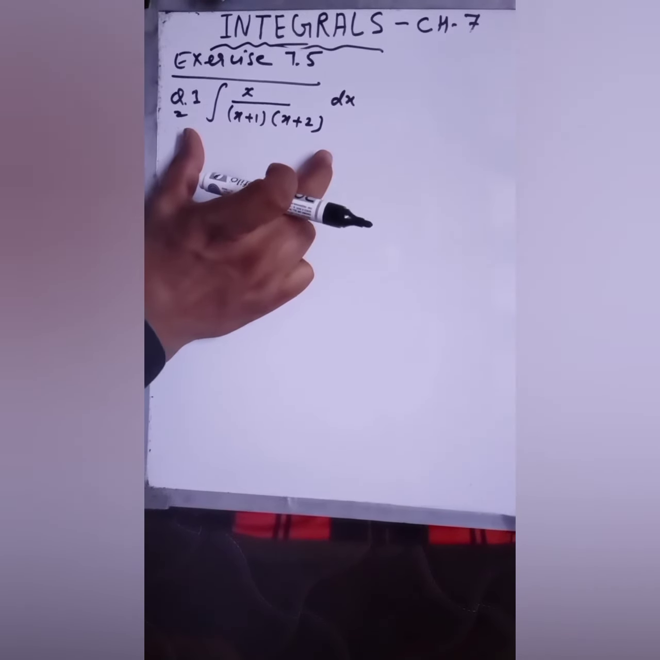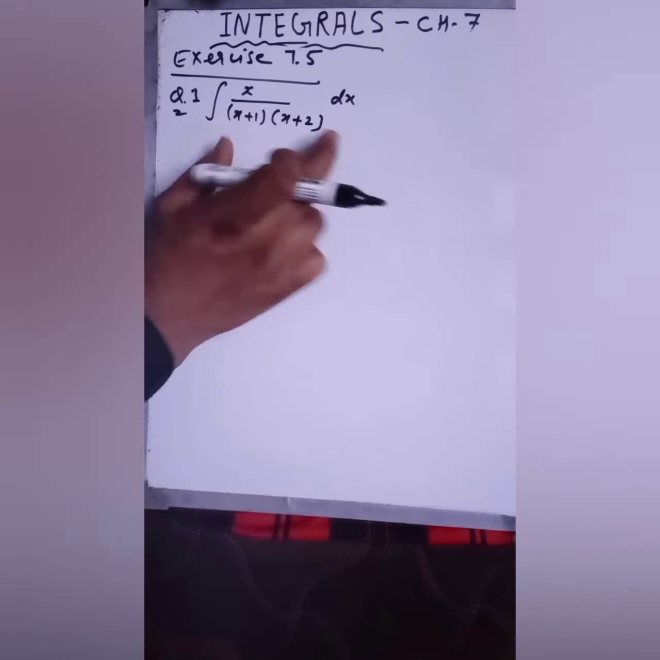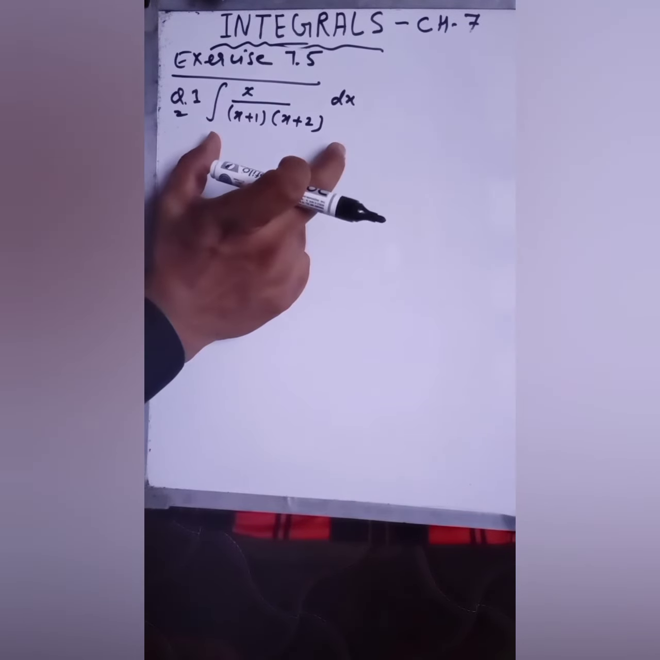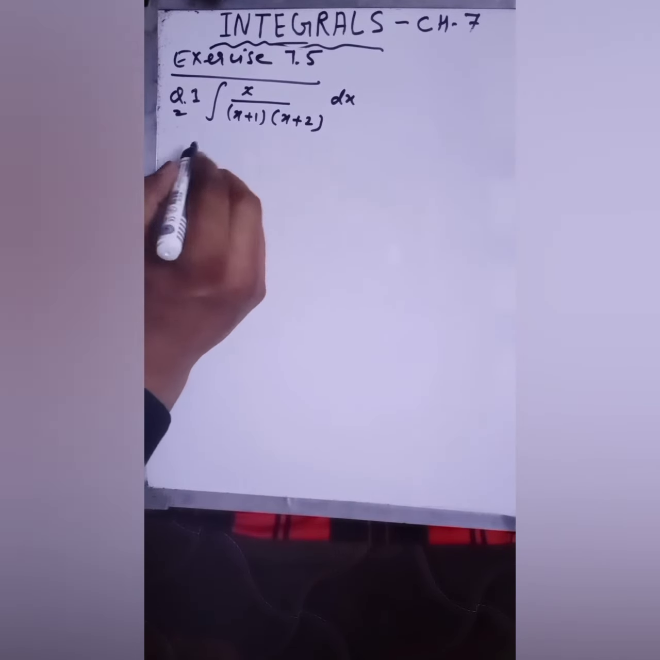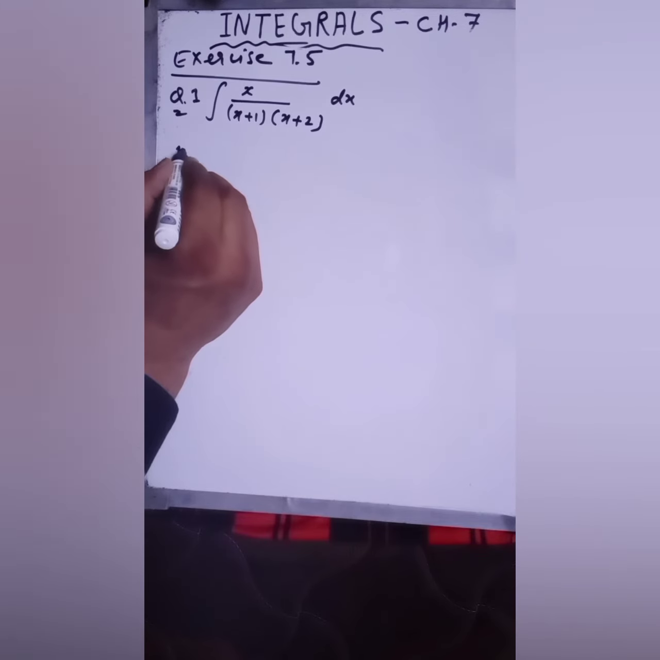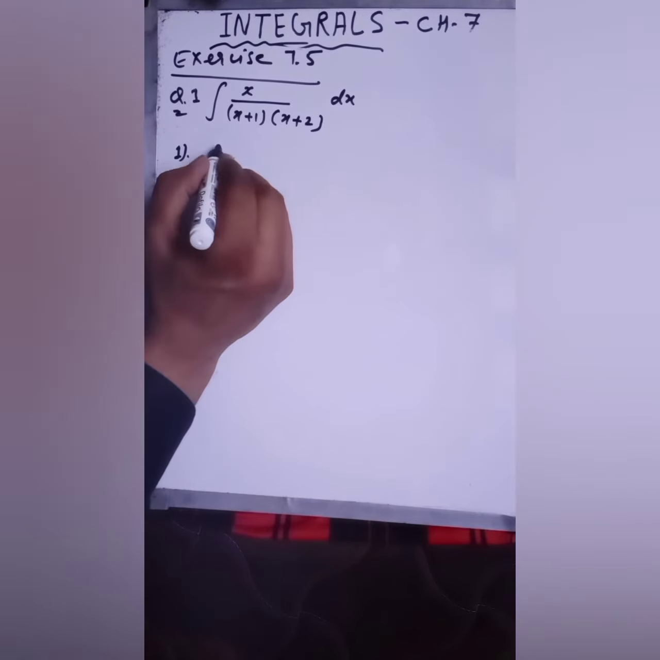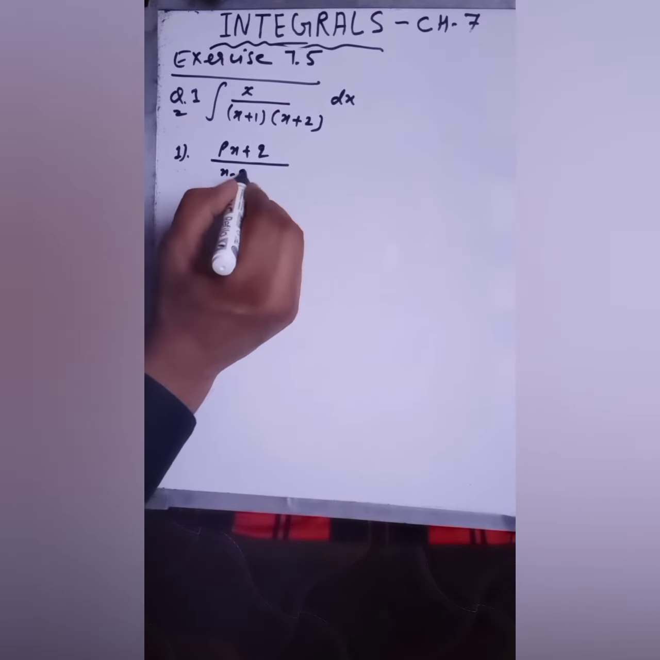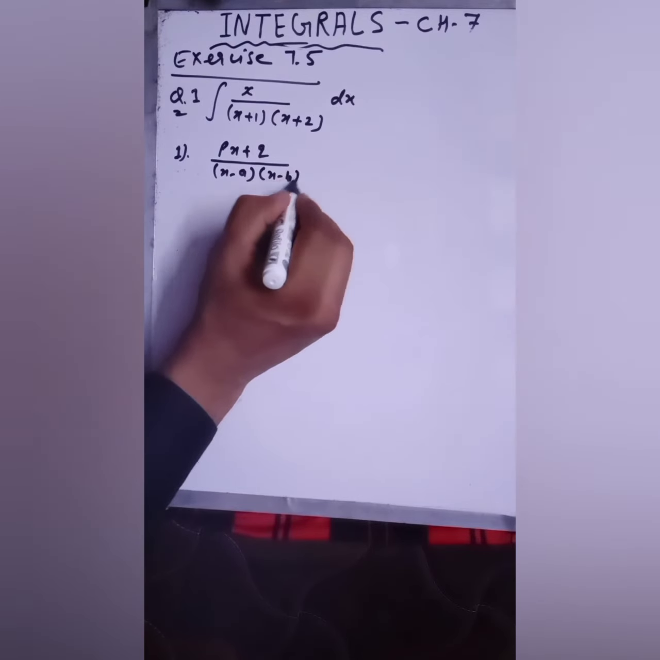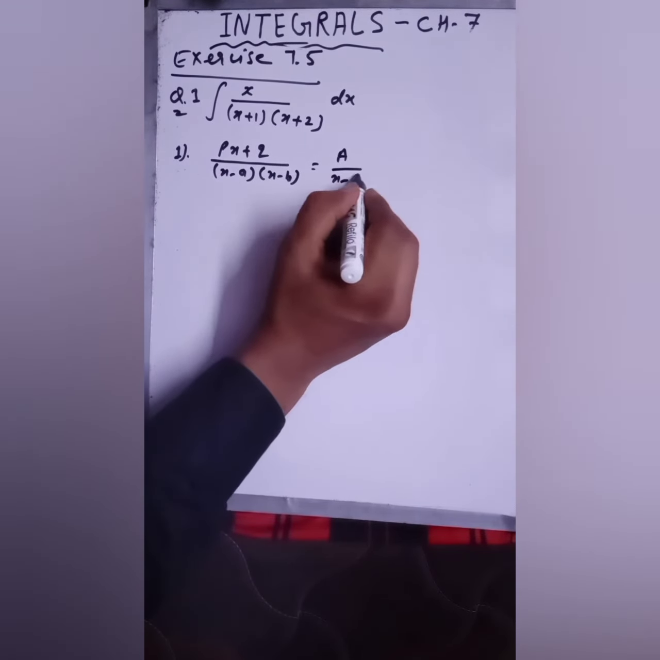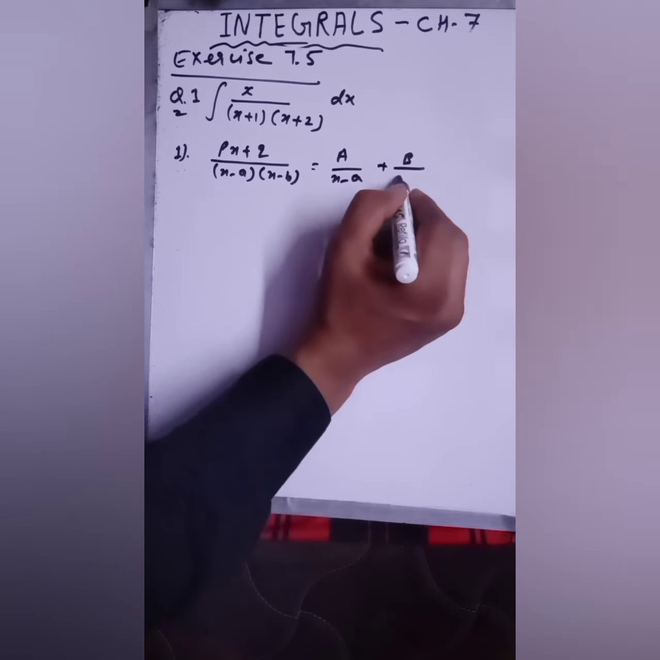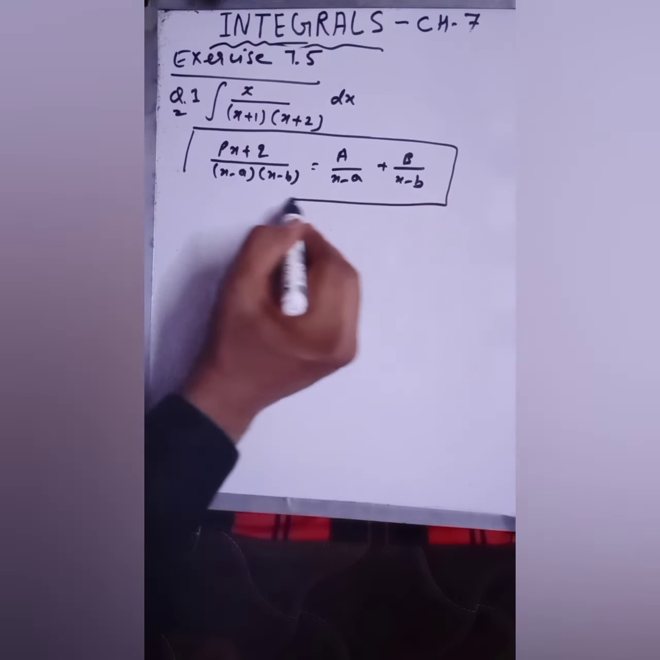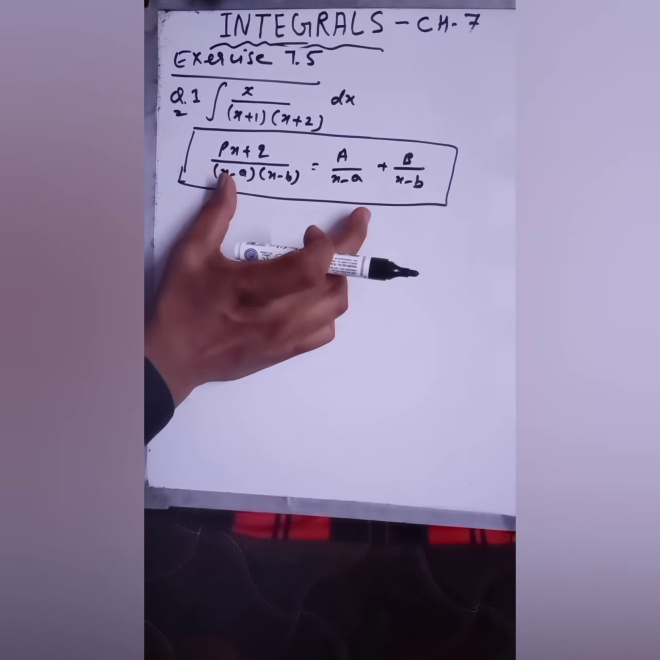Now see children, this is your question number 1, and we have to find the integral of this. Here I am writing the formula, that is formula number 1, which was px plus q over x minus a, x minus b, that is equal to a over x minus a plus b over x minus b. So this is your form, which we will use in this question.